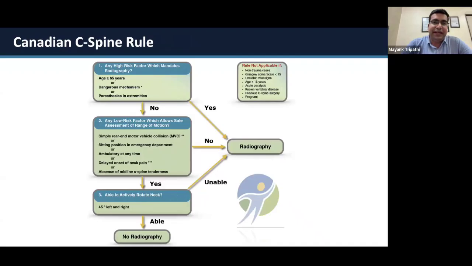Now, the next is the Canadian C-spine rule, which is more specific and sensitive for diagnosing cervical spine injuries.